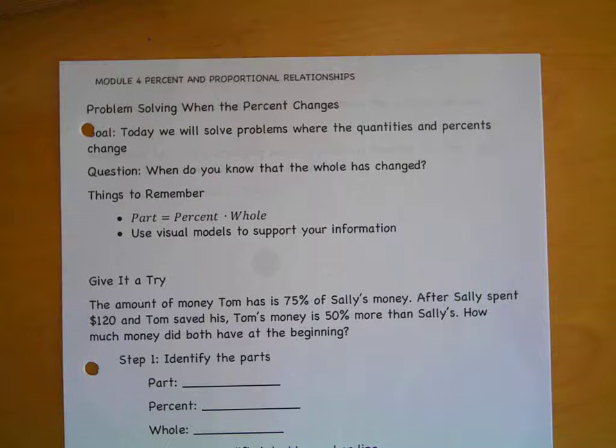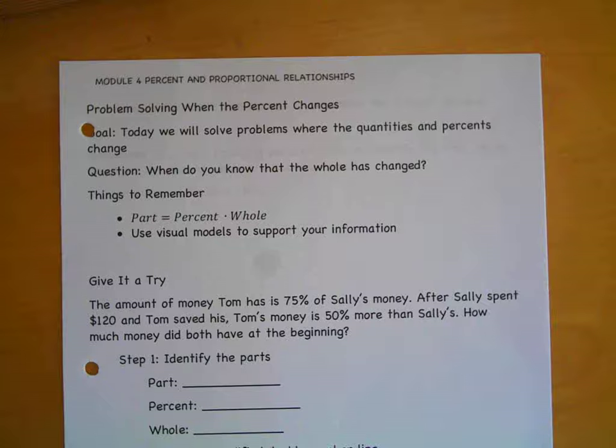has changed? All right, the things that are really crucial to understanding this lesson is you have to remember how to use the equation part equals percent of whole. And you also have to remember that having visual models to support your information really helps you see what's actually going on. Okay, and so basically this is another lesson where you're applying what you've learned to make some decisions about what has changed. All right, let's give it a try.